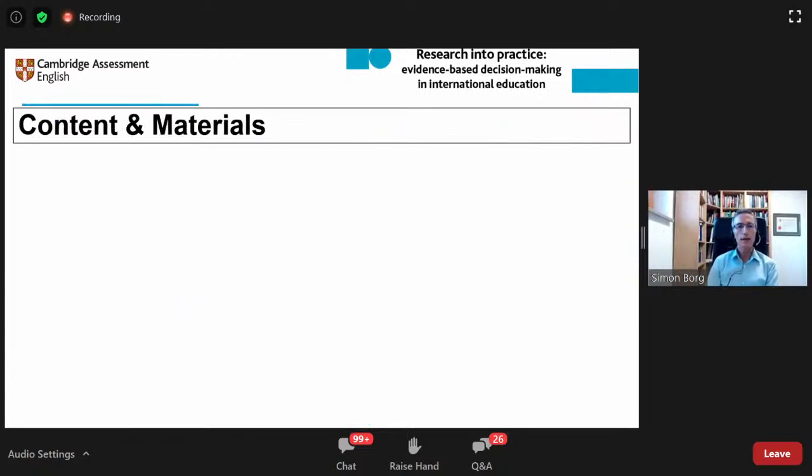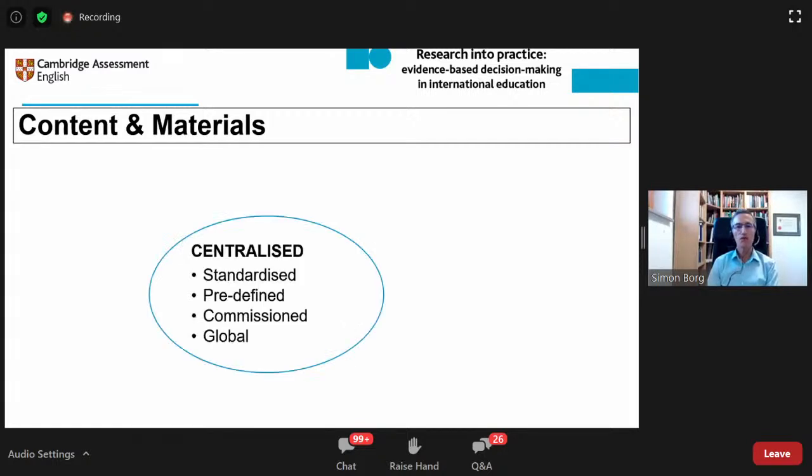Also important, moving on from objectives, is to think about the nature of the content and materials that are going to be used on a professional development program. Again, we've got two options here, even though in practice programs will very often blend elements of both. But for the purposes of analysis, we can think about content and materials that are more centralized. In other words, they will be standardized, the same content and materials for all teachers on the program. They will be predefined, so all the materials will be produced in advance, and maybe at the start of the program, they can be presented in the form of a handbook.